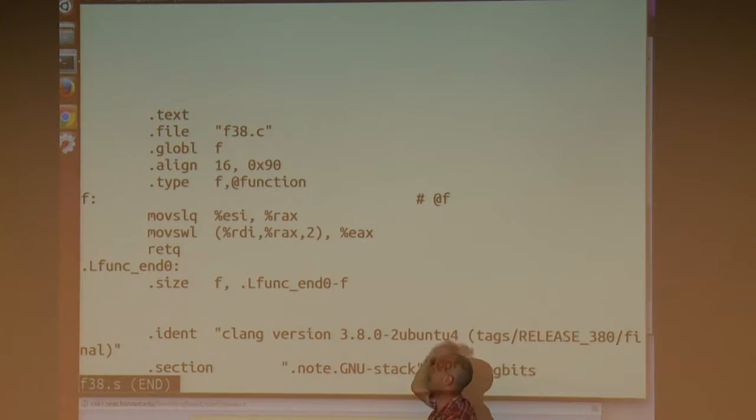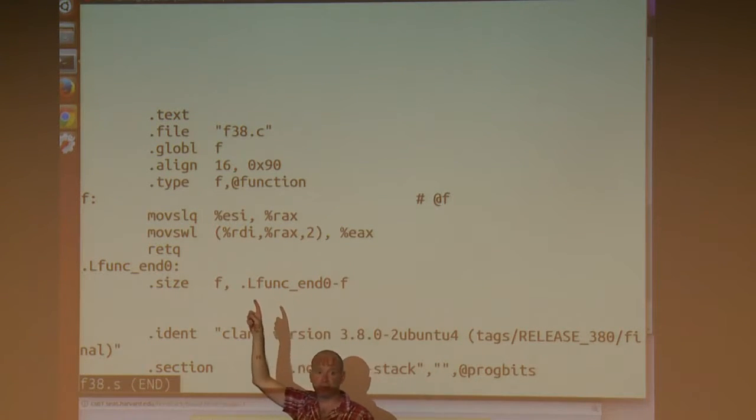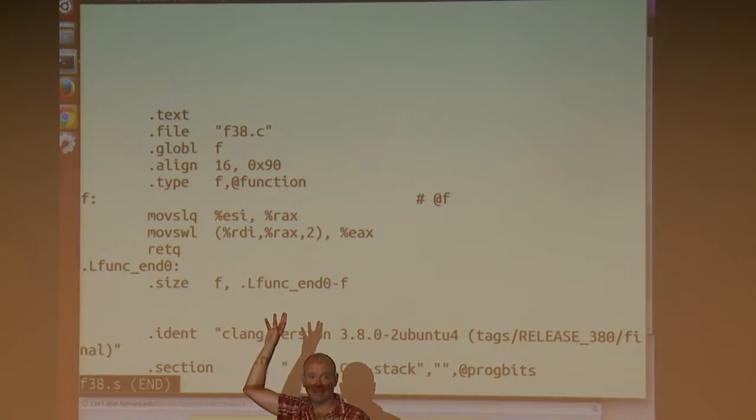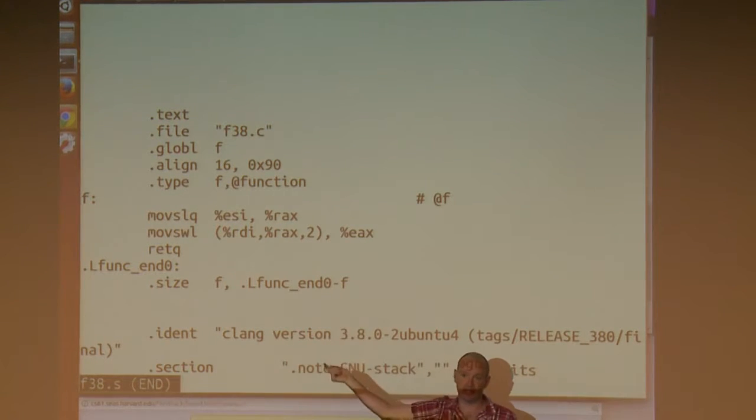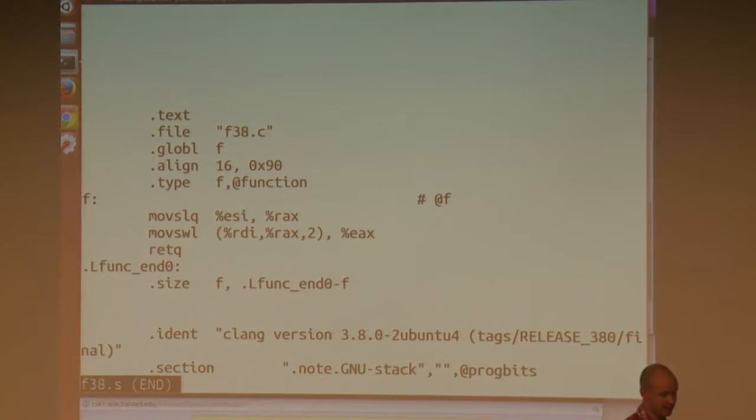And the possible scales that we're allowed are 1, 2, 4, and 8. We don't get anything else. That's it. If you want a scale that's bigger, if you have an array of 16-byte objects, for example, you will see more arithmetic instructions to compute the index.